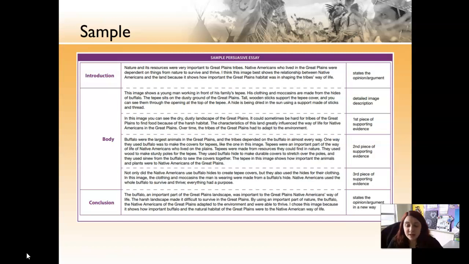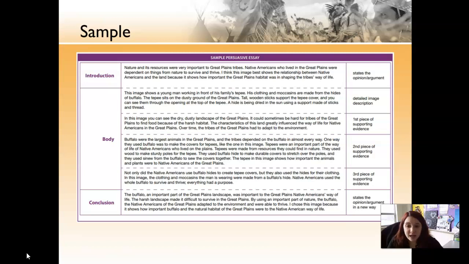In this image, you can see the dry, dusty landscape of the Great Plains. It could sometimes be hard for tribes of the Great Plains to find food because of the harsh habitat. The characteristics of this land greatly influenced the way of life for Native Americans in the Great Plains. Over time, the tribes of the Great Plains had to adapt to the environment.